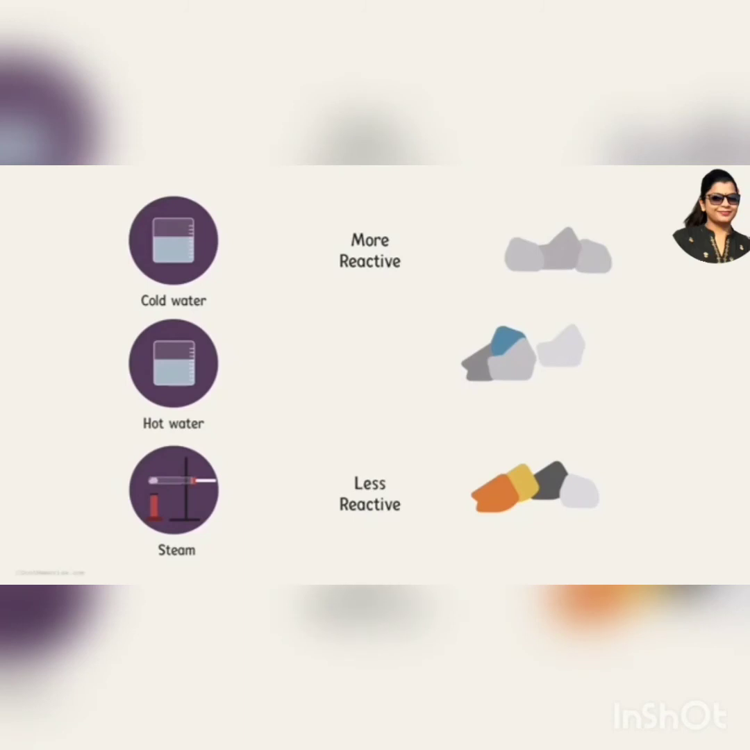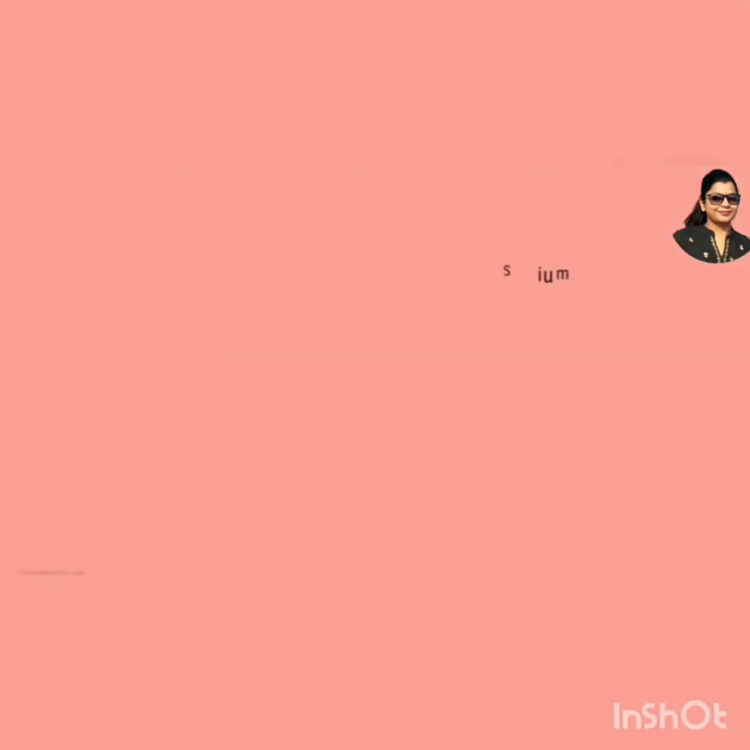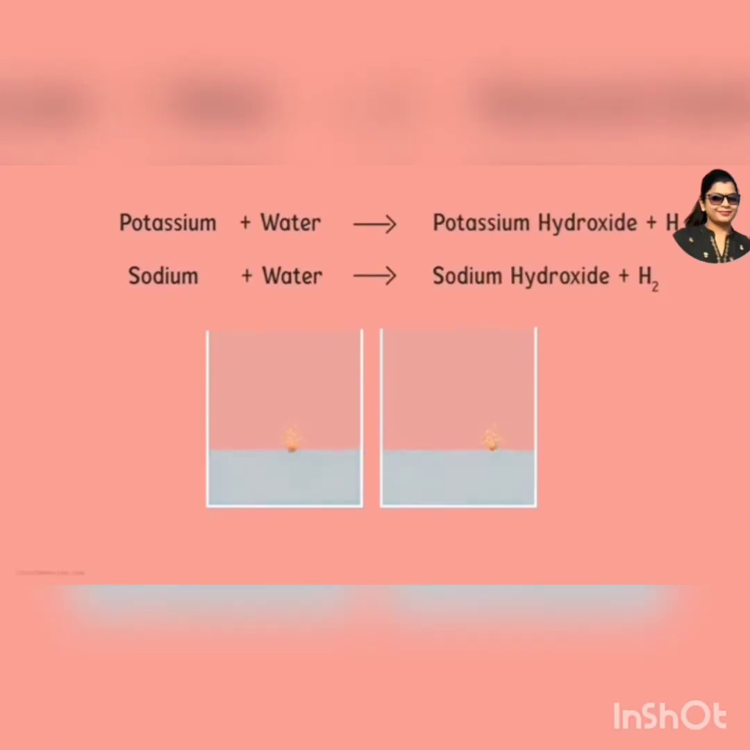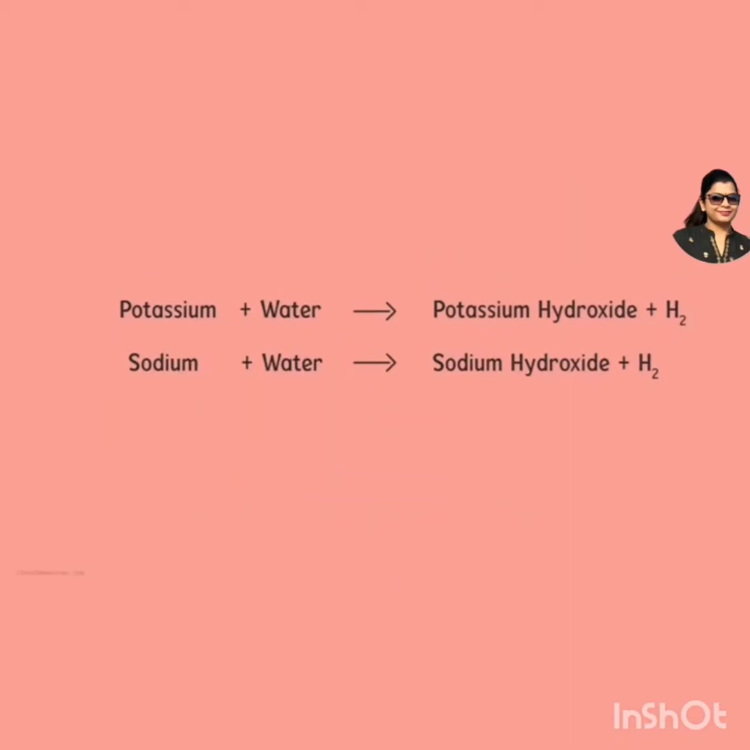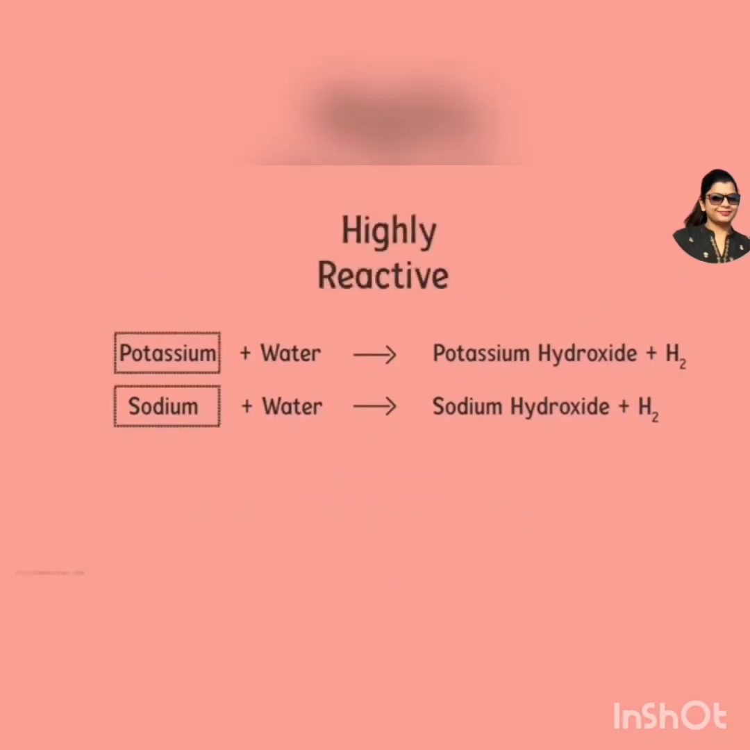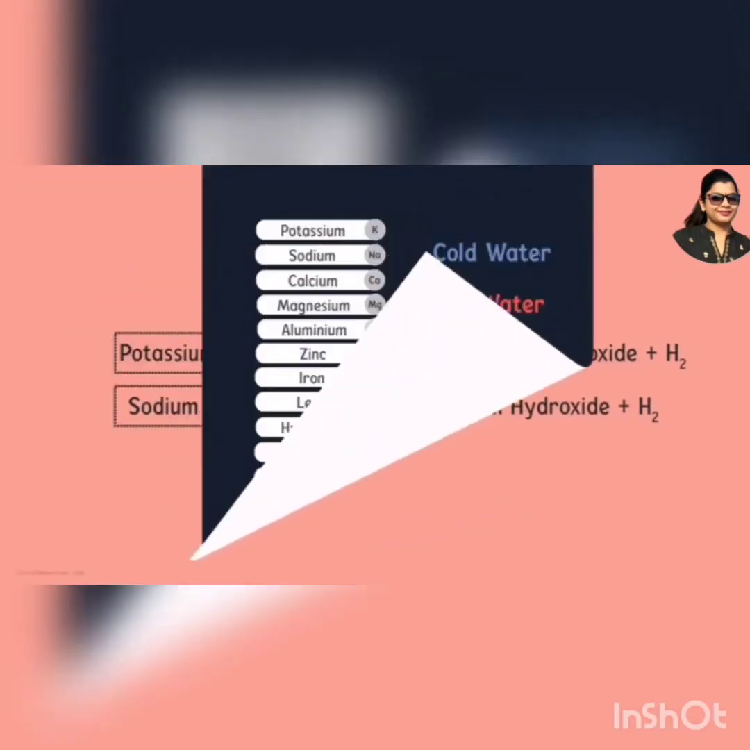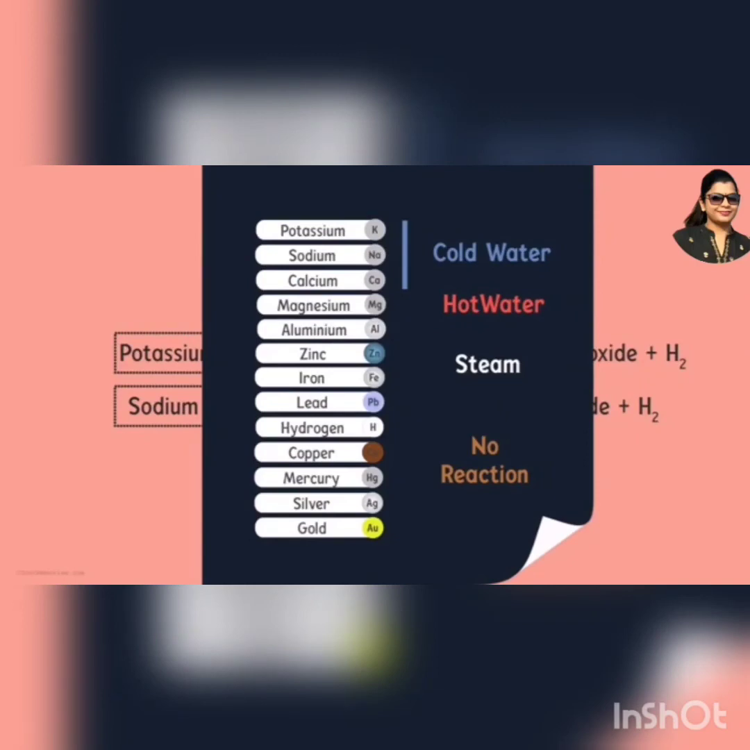Metals like sodium or potassium react violently with cold water. In the case of these two metals, the reaction is so violent that the evolved hydrogen immediately catches fire. The equations look like this. This hydrogen catches fire immediately after the reaction. That's how vigorous the reaction is. So we know that sodium and potassium are very reactive. Remember, we're still talking about reaction with cold water.